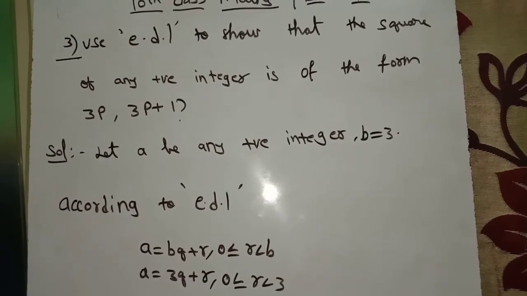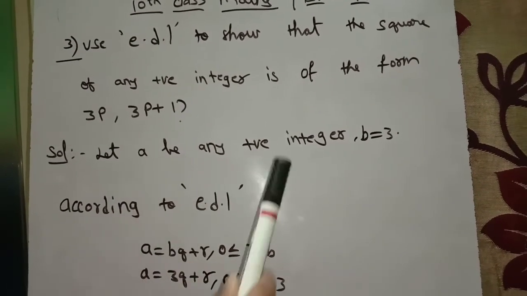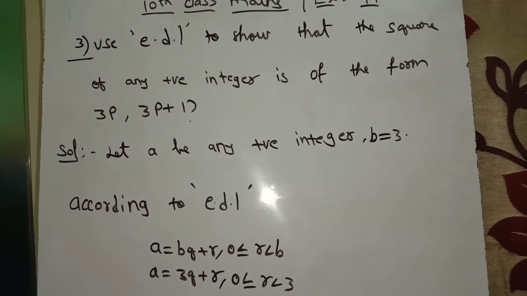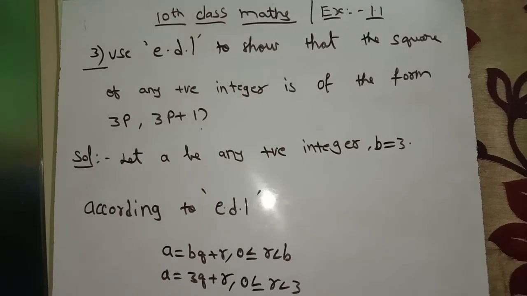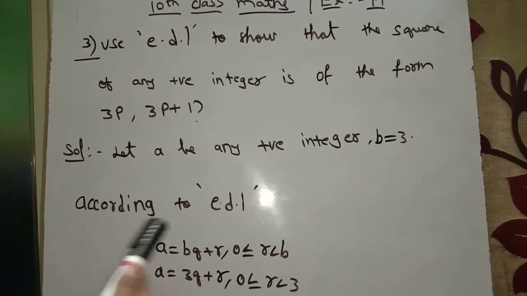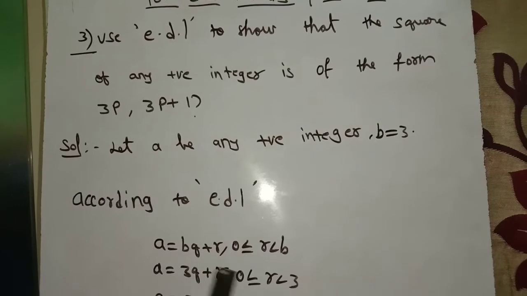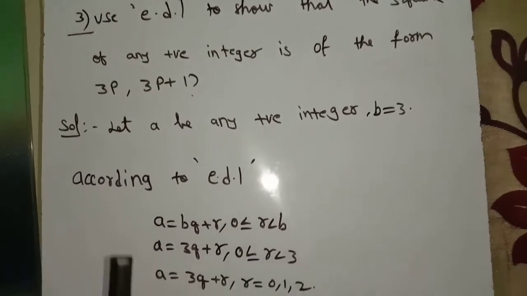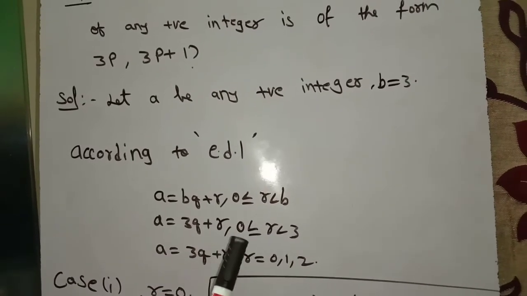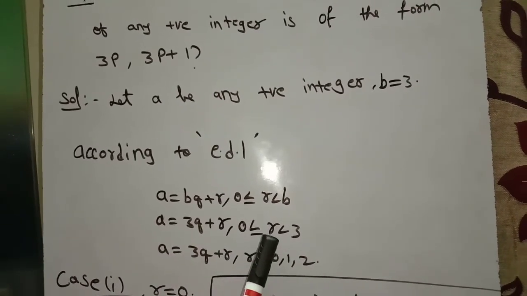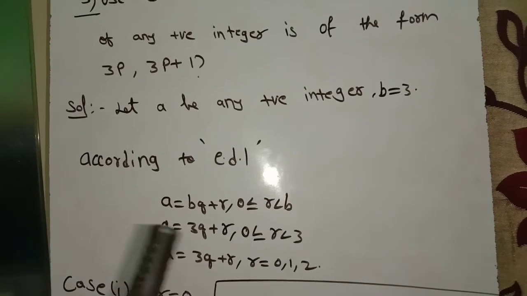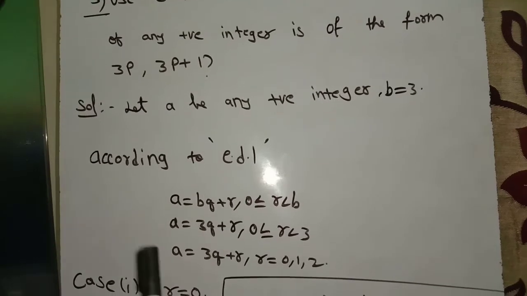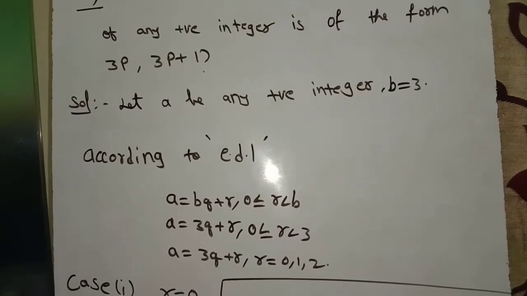Okay. So let a be any positive integer, and here b is 3 and q be any integer. So according to Euclid's division lemma, a is equal to bq plus r, where 0 is less than or equal to r less than b. So a is equal to 3q plus r, where 0 is less than or equal to r less than 3, so r is equal to 0, 1, 2.